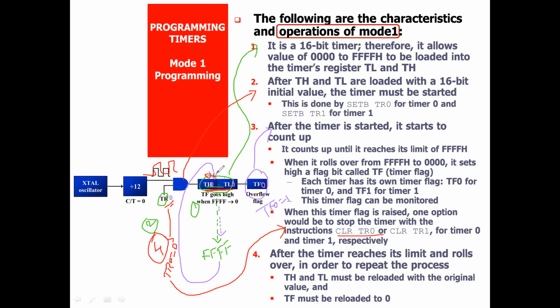All FF to 0000H. If that is the case, there will be an overflow, and the overflow flag will be set to 1. Now it is stopped. This time period is your delay. Once the flag is 1, you can stop the timer.